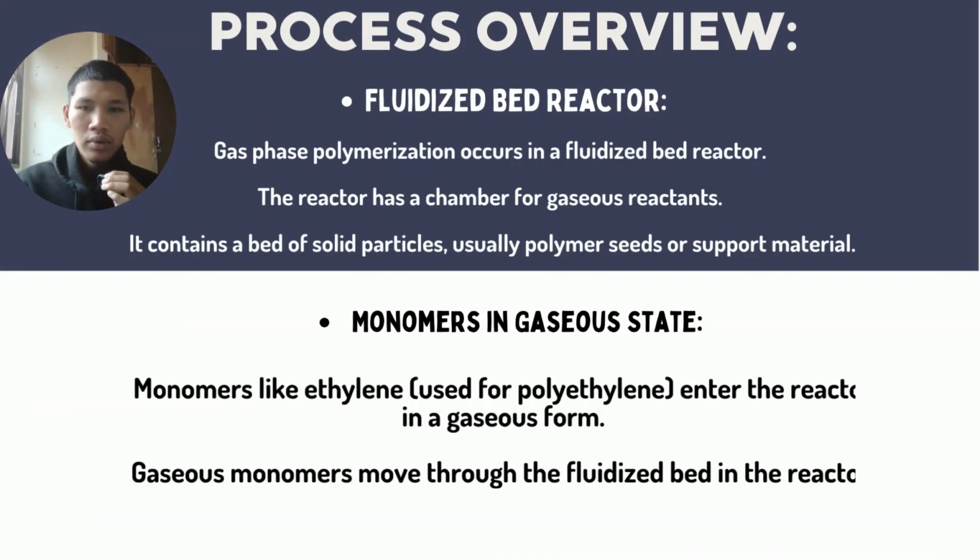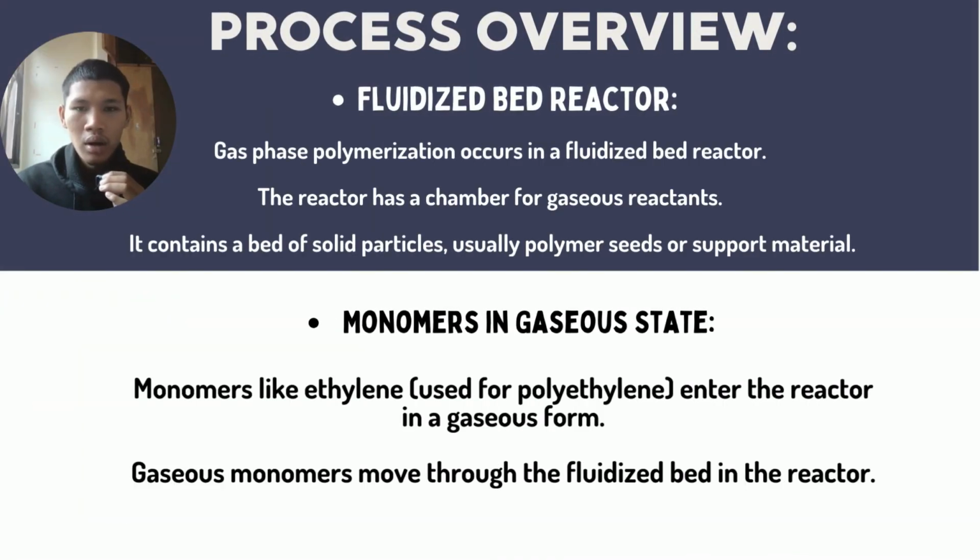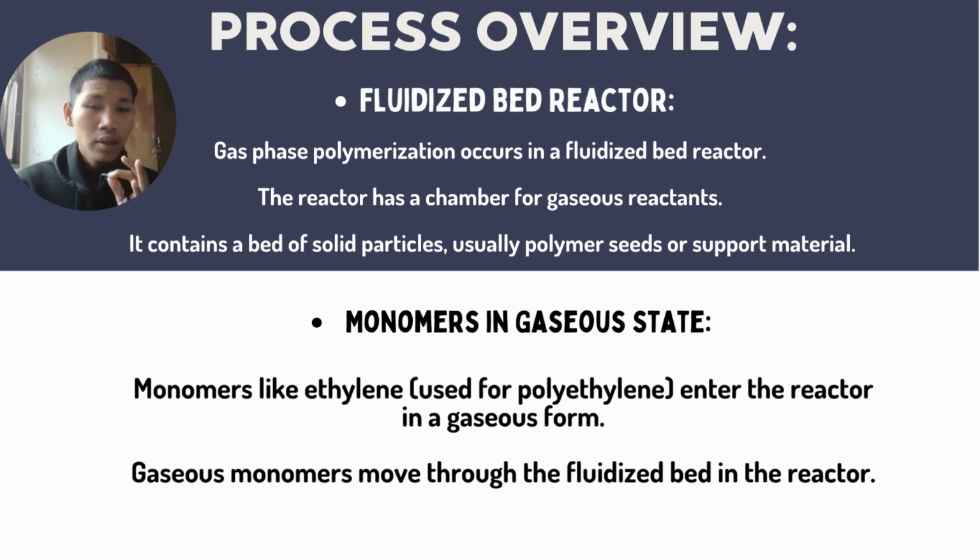Let's go to the process overview. First is the fluidized bed reactor. Gas phase polymerization occurs in a fluidized bed reactor. The reactor has a chamber for gaseous reactants. It contains a bed of solid particles, usually polymer seeds or support materials.